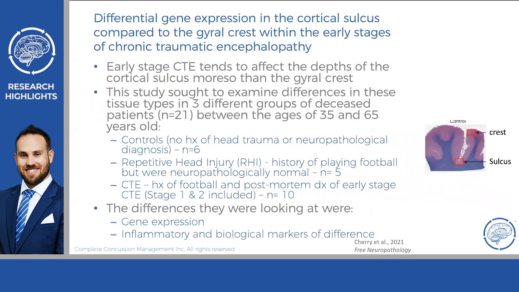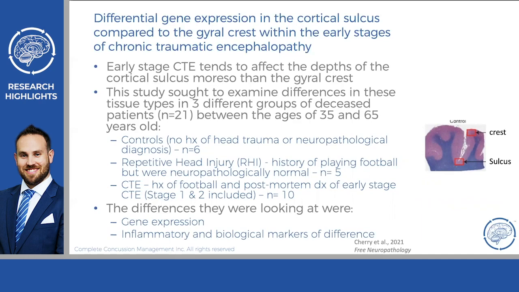This was a bit of a CTE study, and they were looking at stages of CTE. What happens in CTE is that your brain has infoldings called sulcuses, or sulci, and then you have the crests around in the brain. And CTE tends to form neurofibrillary tangles, or collections of tau, in the sulcus, kind of at the low point in the depths. They call it the depths of the sulcus. And it doesn't tend to form it at the crest.